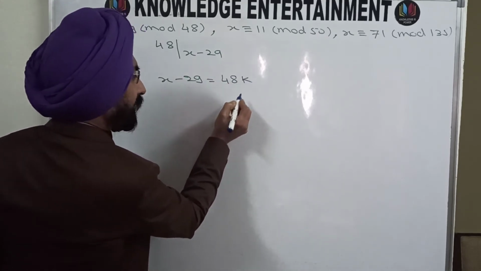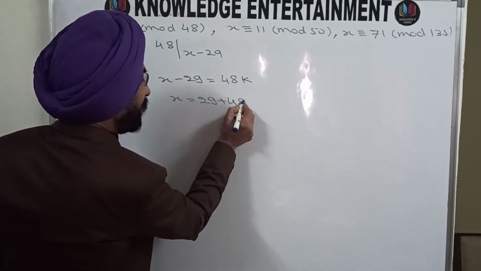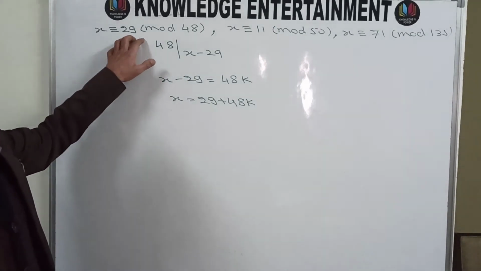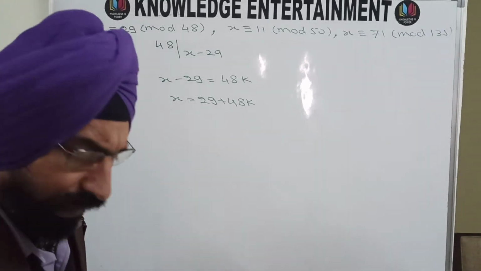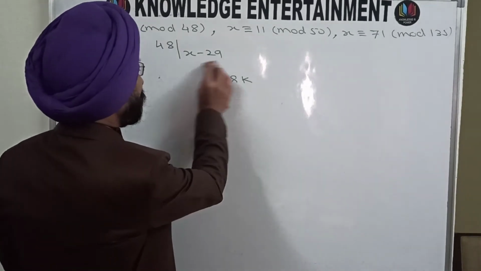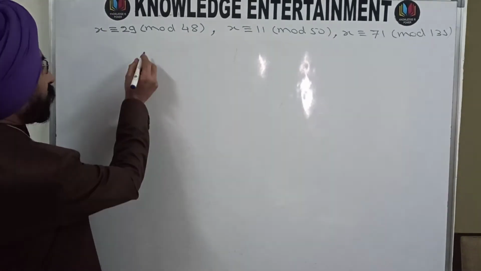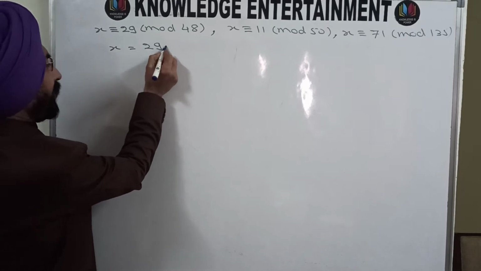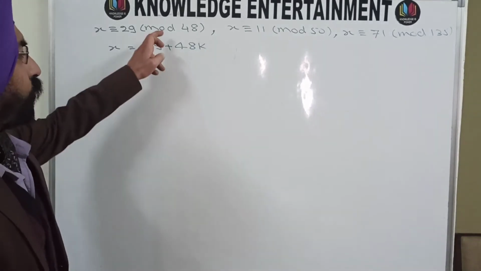So let it be 48k. So x is 29 plus 48k. In the subsequent steps, whenever there is any congruence equation of this type, I'll directly write that x is this. So here also I'm going to write the solution of the first linear congruence as x is equal to 29 plus 48k. Okay, it is the solution of the first one.